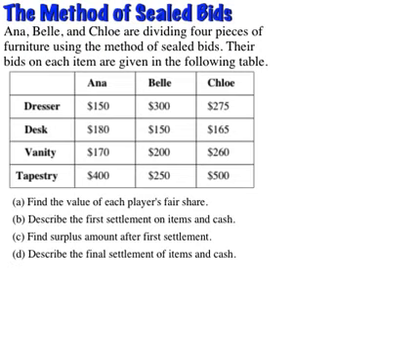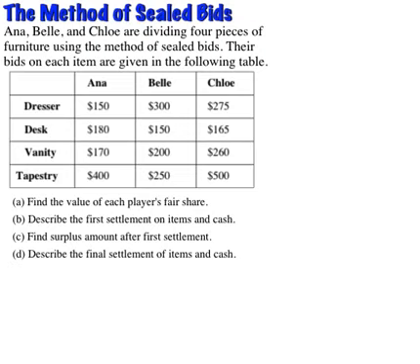So we see in this problem that we have 4 questions to answer. A, find the value of each player's fair share. B, describe the first settlement on the items with cash. C, determine the amount of surplus after the first settlement. And then D, how do we distribute that surplus for a final settlement of items in cash?